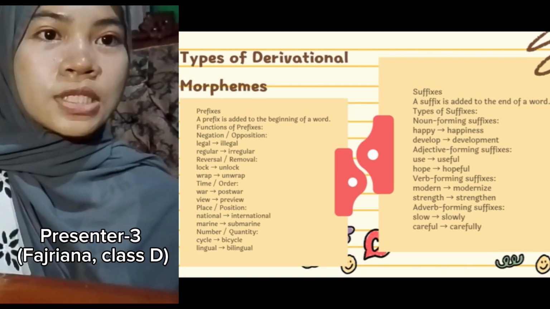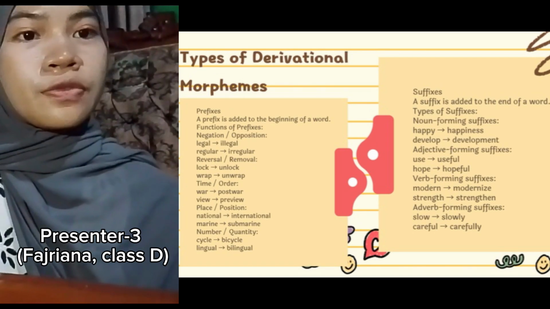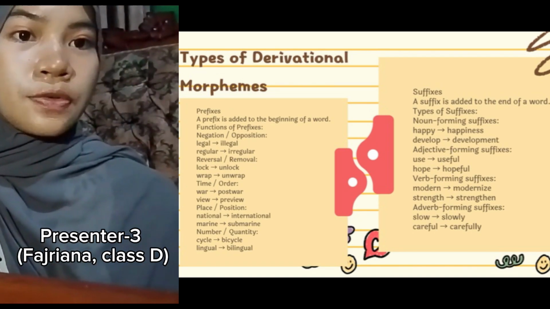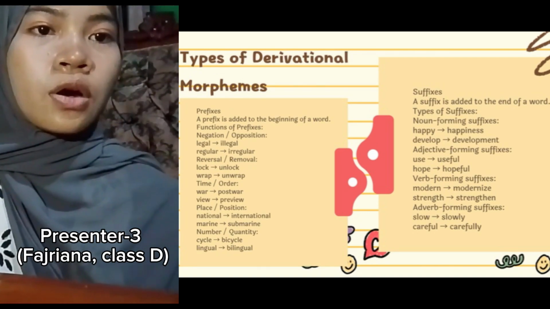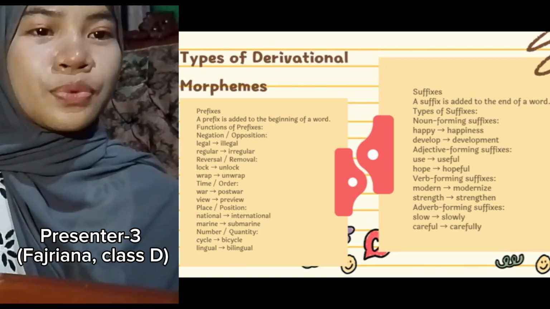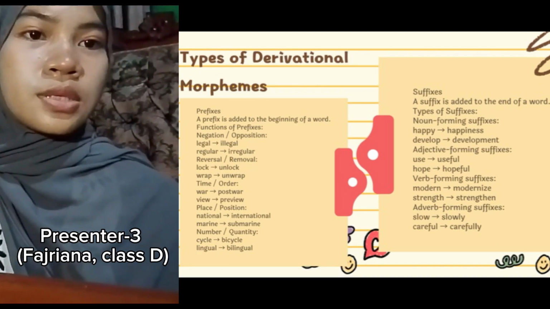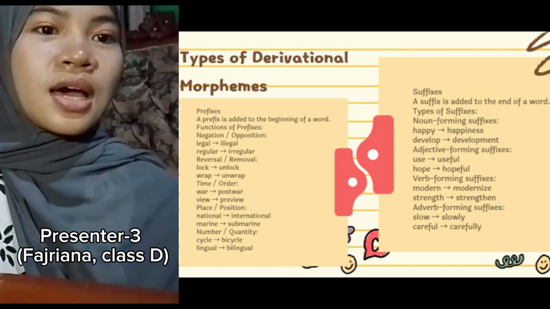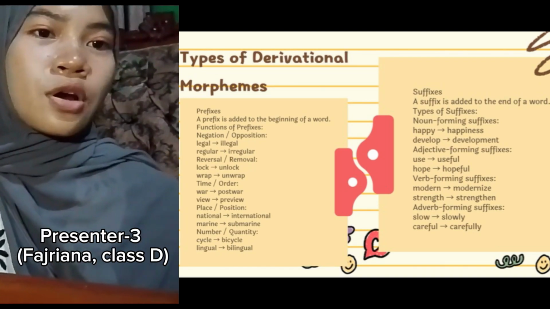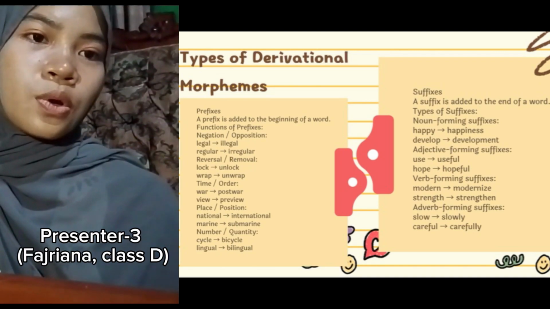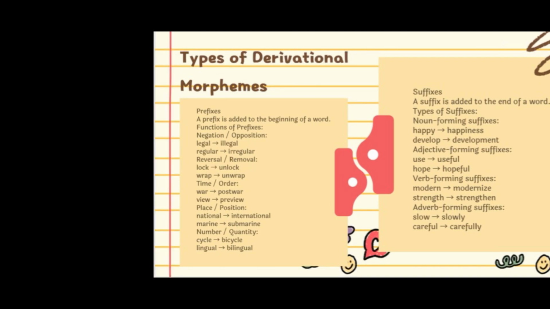A suffix is added to the end of a word. Types of suffix: noun-forming suffix, happy or happiness, develop and development; adjective-forming suffix, use or useful, hope or hopeful; verb-forming suffix, modern and modernize, strong or strengthen; adverb-forming suffix, slow and slowly, careful or carefully.